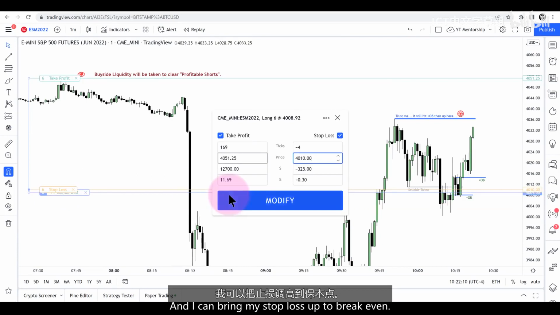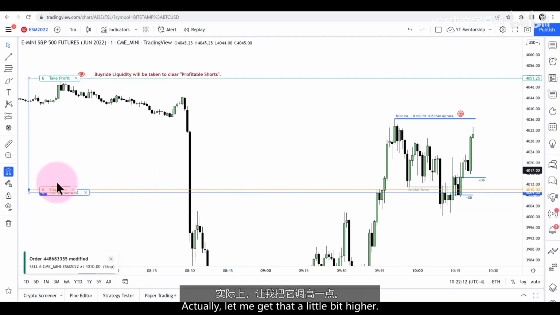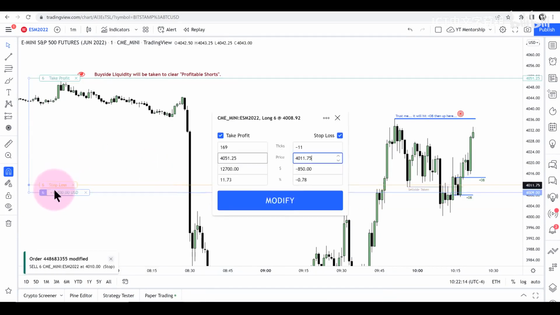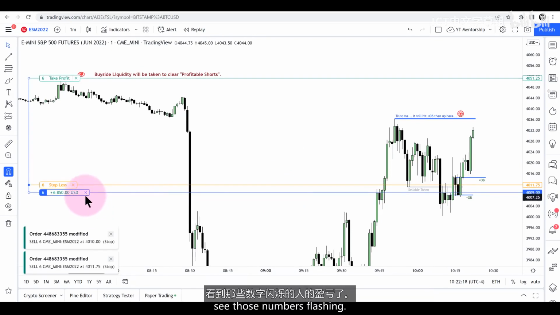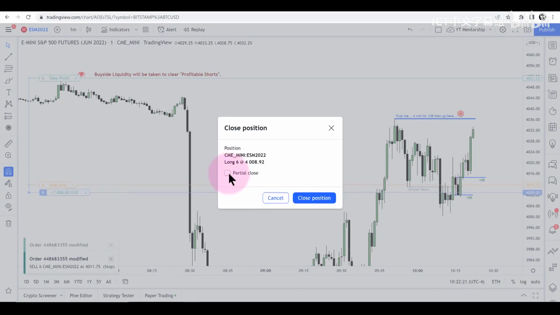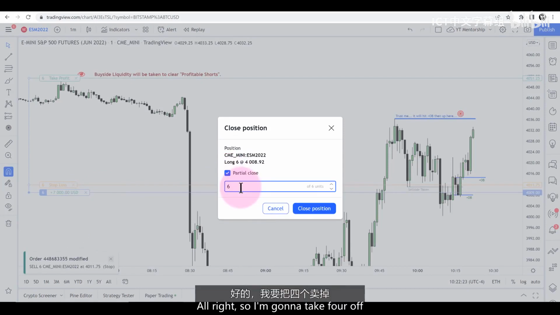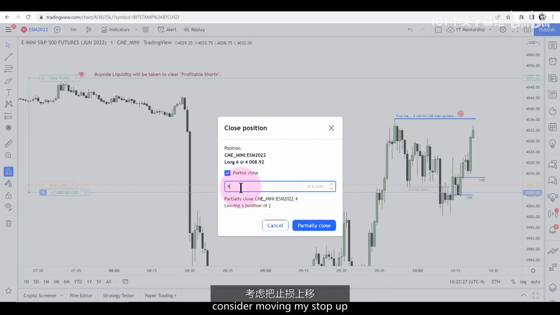And I can bring my stop loss up to break even. Actually, let me get that a little bit higher. And we can see the profit and loss for these guys that like to see those numbers flashing. All right, so I'm going to take 4 off when it runs above that high, and then I'll consider moving my stop up and see if I can get lucky the rest of the day. I have things I have to take care of, administrative things and video production. So should we get this run up above, I'm going to close 4 at market.